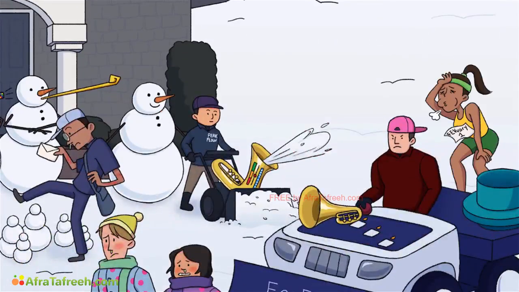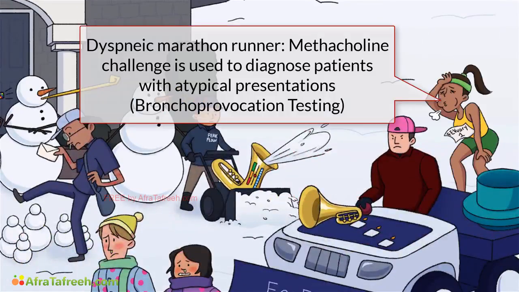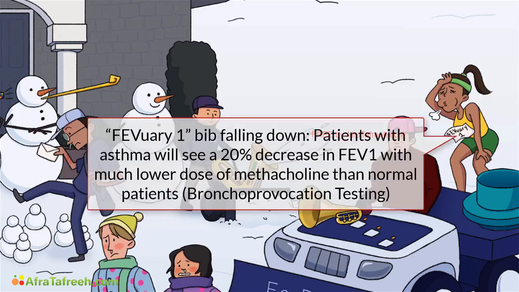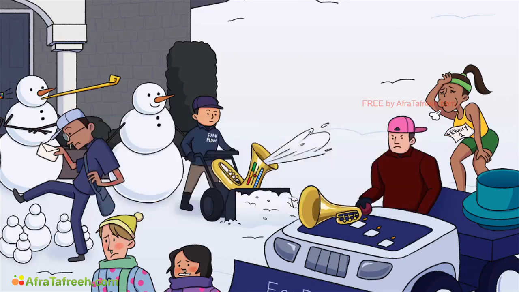One last thing you might hear about: bronchoprovocation testing. In this test, patients are given a provocative stimulus, such as methacholine, to trigger bronchoconstriction and a subsequent 20% drop in FEV1. Since asthma is defined by airway hyperreactivity, patients with asthma should get there with a much smaller dose than normal patients. Bronchoprovocation testing is generally used to diagnose patients with atypical presentations, such as patients with classic asthma symptoms but normal spirometry results.